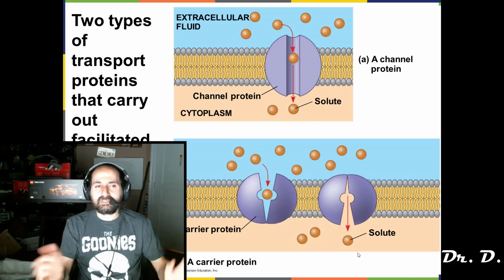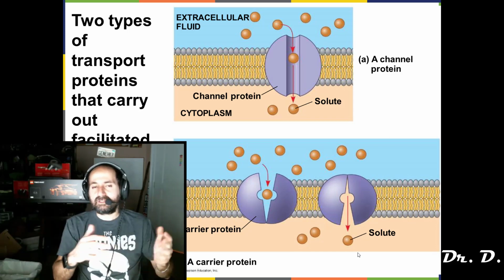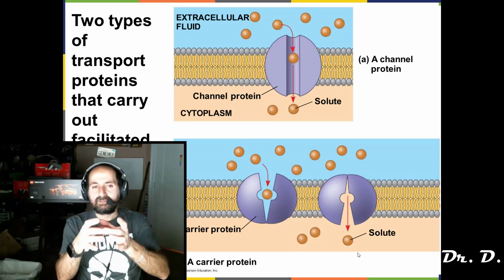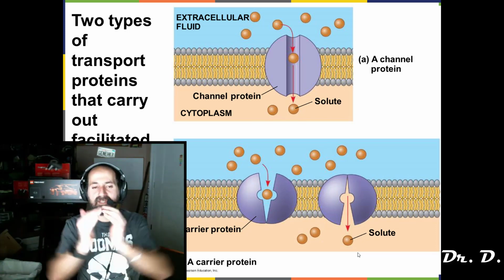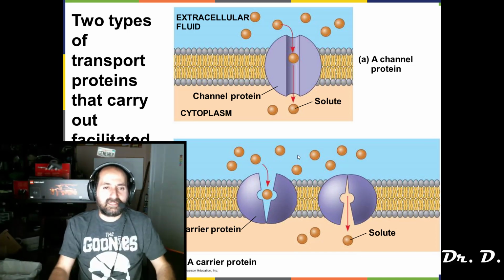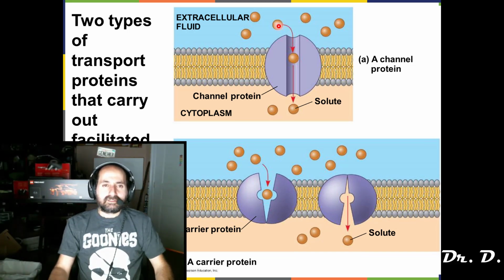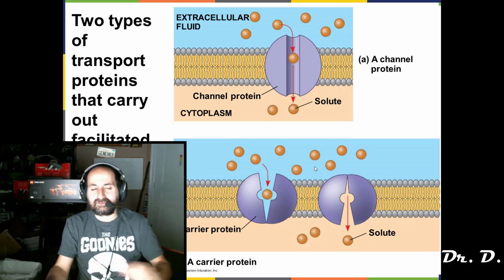You see, the only difference between channels and carriers is that they're both transporters. Channels are basically pores or holes that allow the solute through. Carriers actually change shape to allow the solute through. Okay, and if you really want to know, channels are usually for smaller solutes to cross, and carriers are usually for larger solutes to cross. Usually, that's like a rule of thumb thing, but it's not in every case.